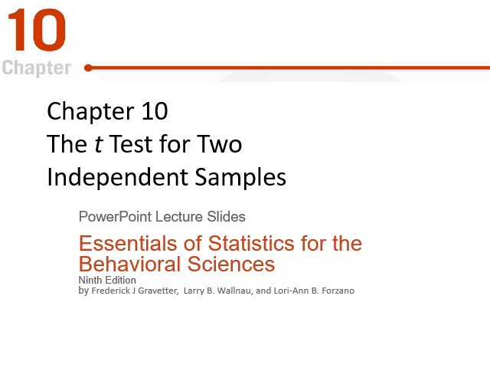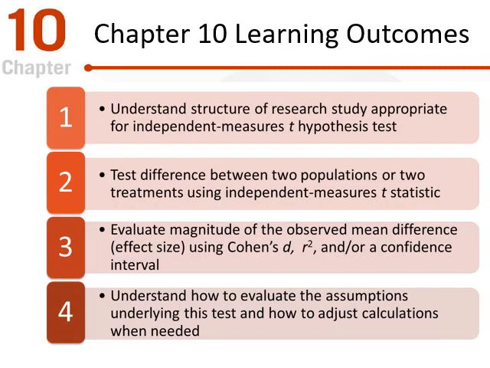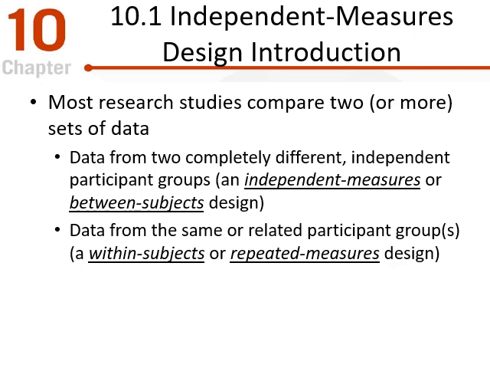Today we're talking about Chapter 10, a t-test for two independent samples. Most research studies compare two or more sets of data. When the data come from two completely different, independent participant groups, it is called an independent measures or a between subjects design. That's what we'll be talking about today. Think of this as two separate classrooms with different people in each classroom.